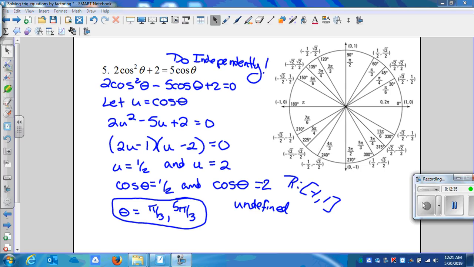For number 5, your two solutions are pi over 3 and 5 pi over 3. Please take note that the cosine of theta equals 2 falls outside of the range for the ratio, so it was undefined. Go ahead and pause the video and attempt number 6. When you finish, turn it back on.